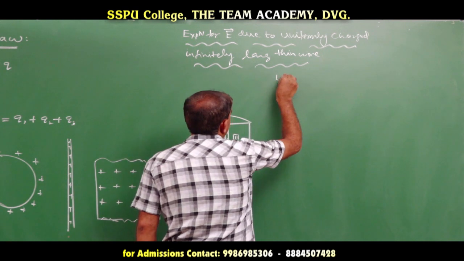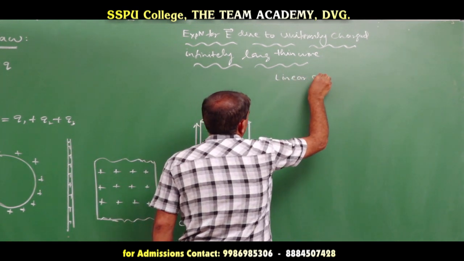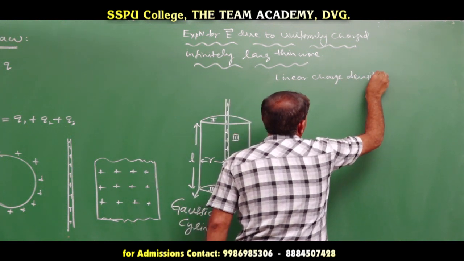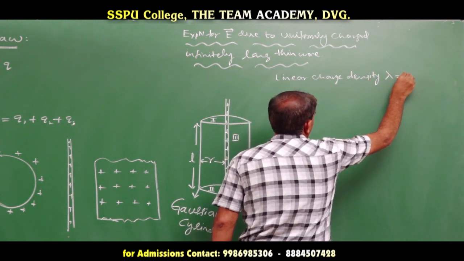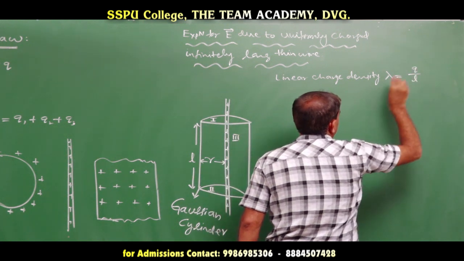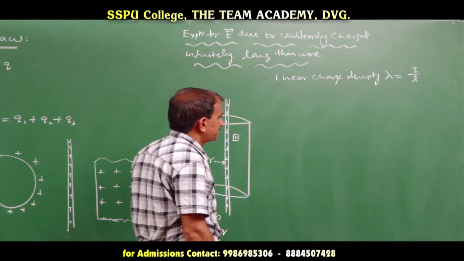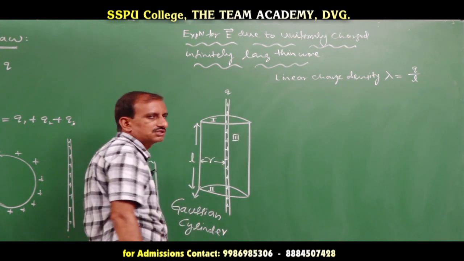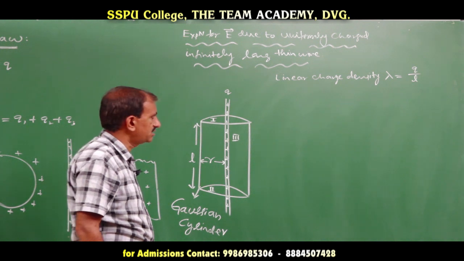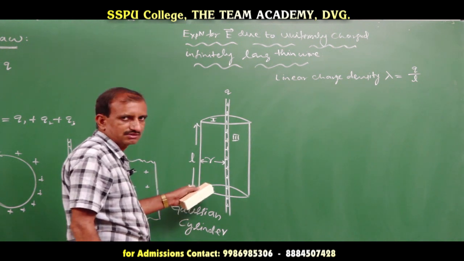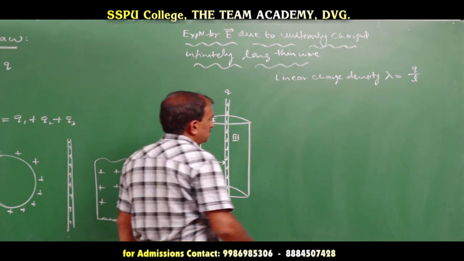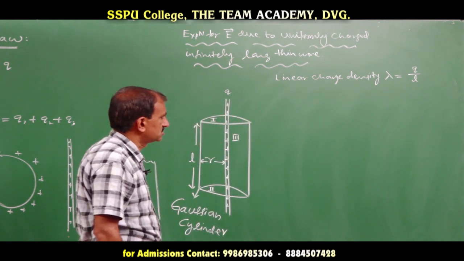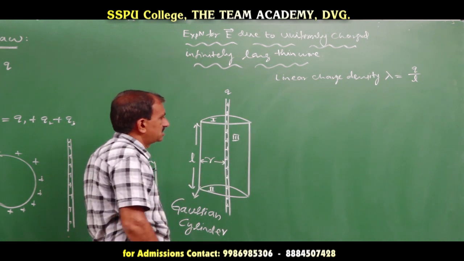See, the linear charge density lambda is equal to the charge per unit length of the wire, where Q is the total charge distributed on the wire, and L is the length of the Gaussian cylinder. So lambda is equal to the charge per unit length of the wire. It is called the linear charge density.